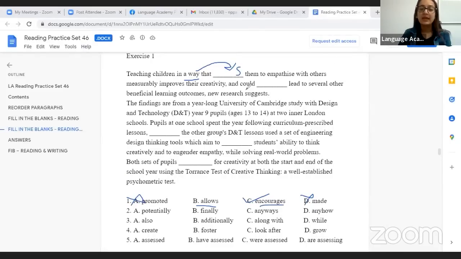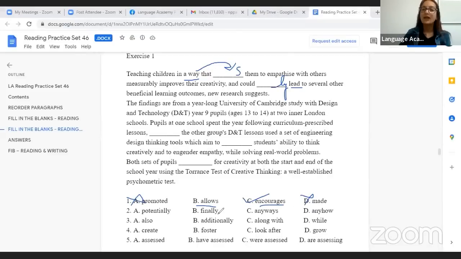Improves their creativity and could lead to several other beneficial learning outcomes. So the sentence is complete. We still have a blank. Lead is a verb, so we need to find an adverb which should end with ly. That could lead to, so how will it lead? It will potentially lead, finally, anyways, or anyhow.